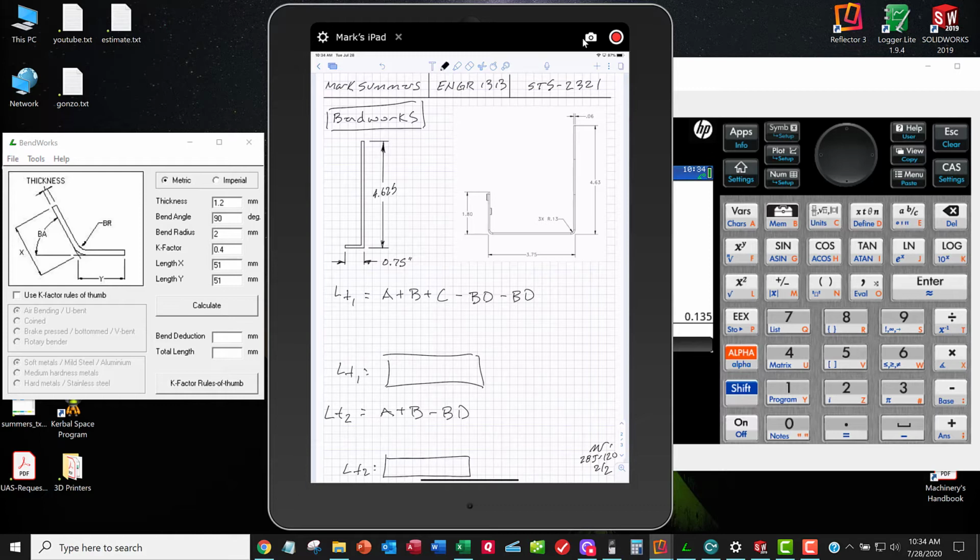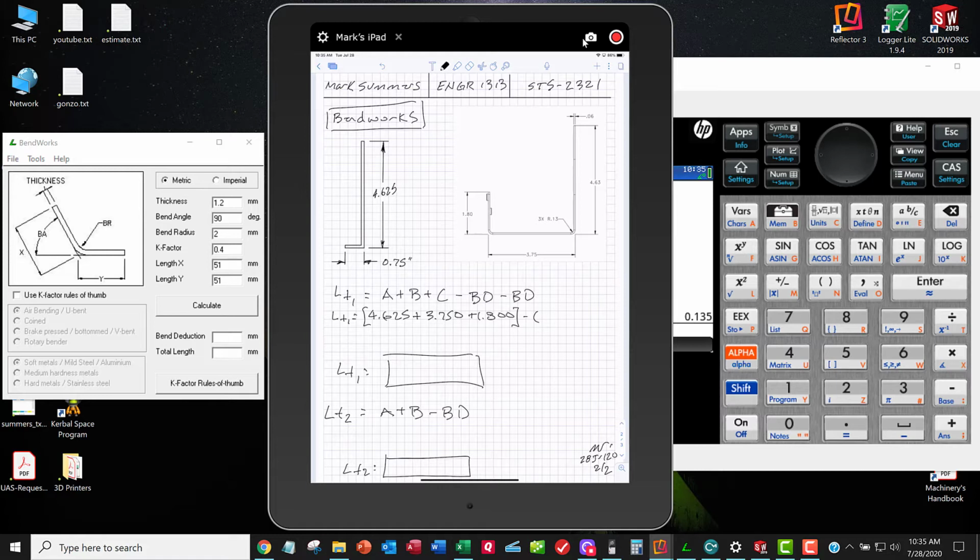So there's the equation for the flat pattern distance for LT1. You're basically adding up the three legs and then subtracting the bend deduction twice because of the fact we got two bends. So let's rock and roll with this thing. LT1, 4.625 plus 3.75 plus 1.8. And I'll subtract off whatever BD was.